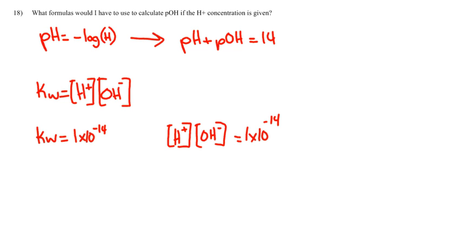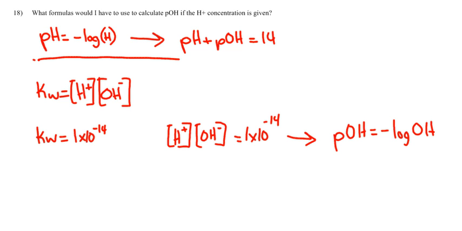Okay? If we've got H, we can plug it in, divide, and we'll get our OH. And then if we have OH, pOH is just negative log of OH. Like I said, this is a little bit more convoluted. It's not quite as easy to do, but you can do that. This is my preferred method up here.